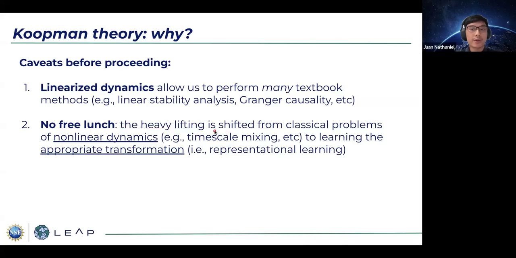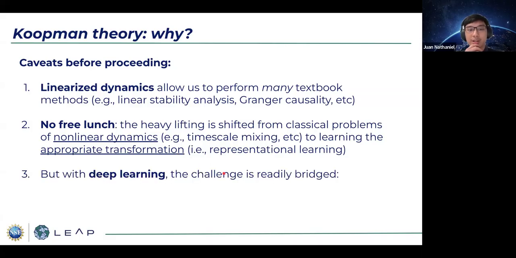The heavy lifting is shifted from classical problems of nonlinear dynamics, like there's a lot of time scale mixing, etc., to learning the appropriate transformation of X to Y, where their dynamics are approximately linear. But of course, with deep learning, the challenges can be easily reached nowadays because there are a lot of tools nowadays like autoencoder where you have some latent representation and so on and so forth.